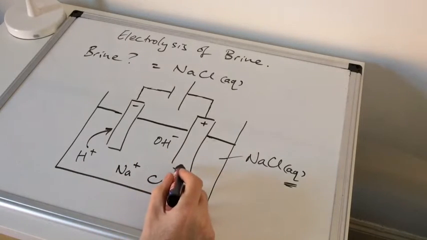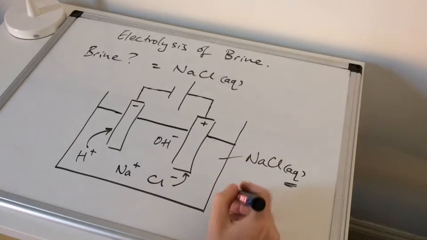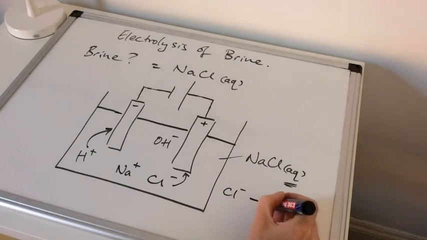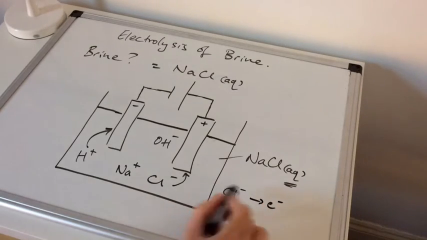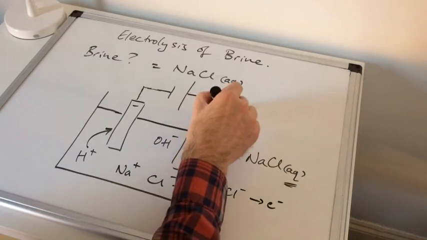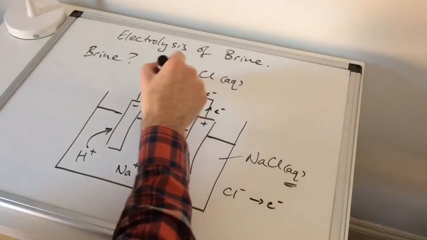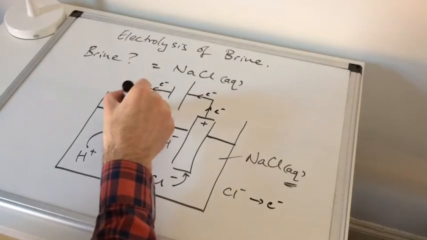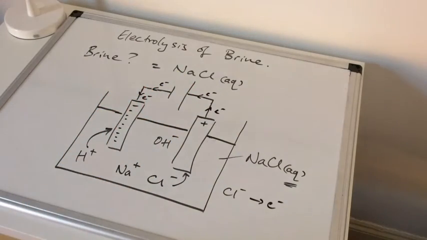So a chloride ion arrives here, and what it does is it drops off the electron that's given it that negative charge. And what happens is the electrons start to travel around the circuit and they end up sitting on this negative electrode, the cathode. So what will the chloride ion become? If it loses an electron, it'll become a chlorine atom.